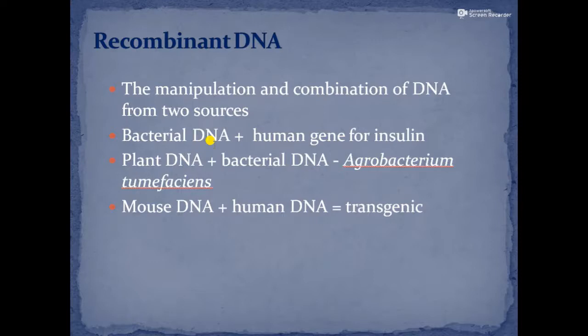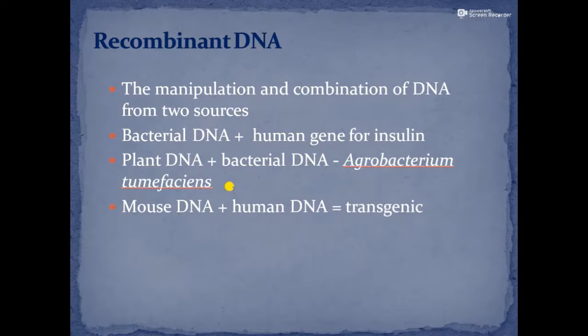You know what is insulin? Right. Okay, fine. So the human gene for insulin is taken and the bacterial DNA is also being taken and that has been combined together. So I will get an artificial DNA which will code for the human gene of insulin. Or you can also take a plant DNA and a bacterial DNA. For example, Agrobacterium tumefaciens is a bacteria which can infect plants normally itself.